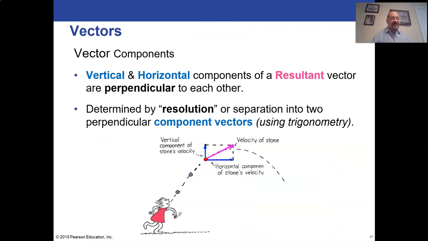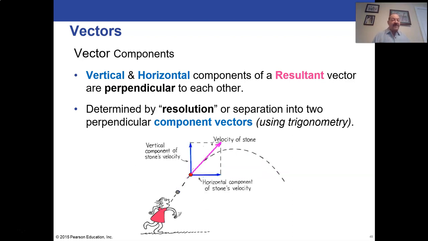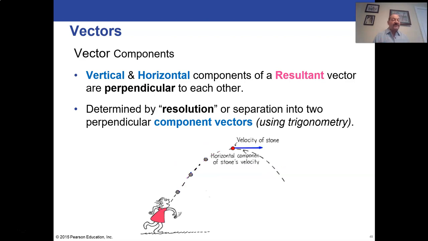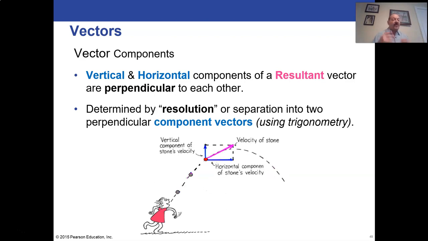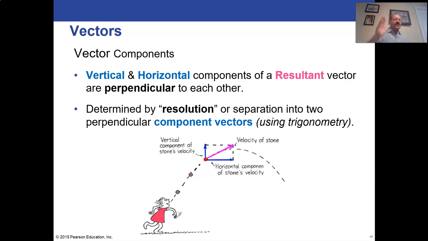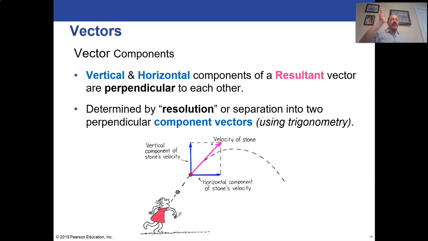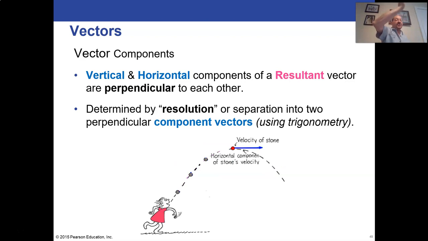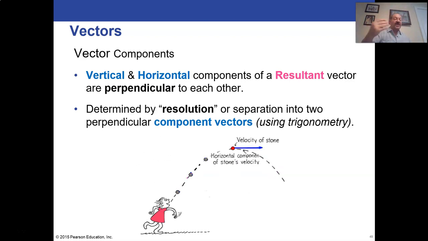So now here's one you haven't seen before. We're looking at vector components of, say, throwing a ball in the air. The vertical and horizontal components of the resultant vector are perpendicular to each other. So if we're interested in an object moving through the air and it's curving, at any one time, to keep it simple, we'll only look at the vertical forces each time. And then we'll only look at the horizontal forces. In this case, we're looking at velocity.